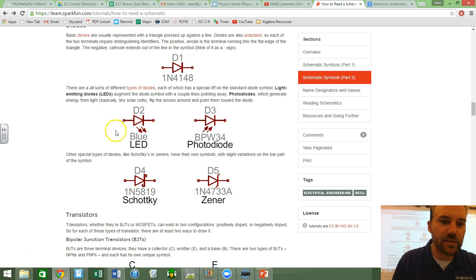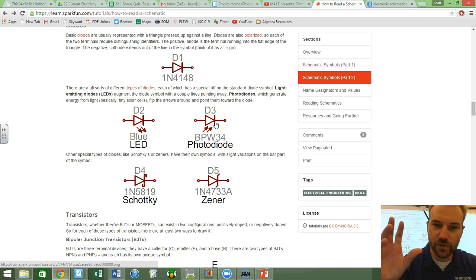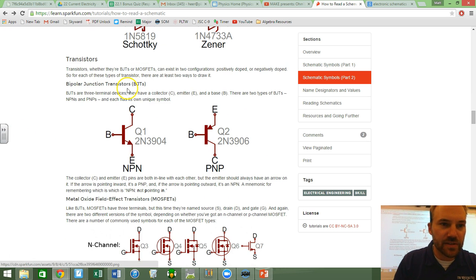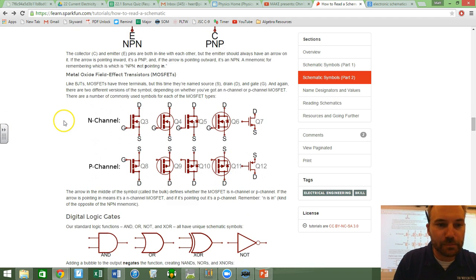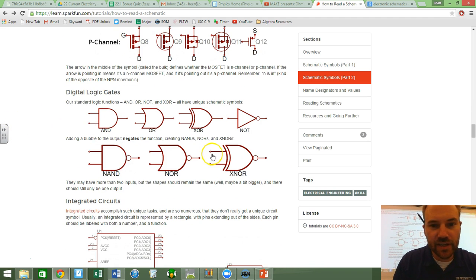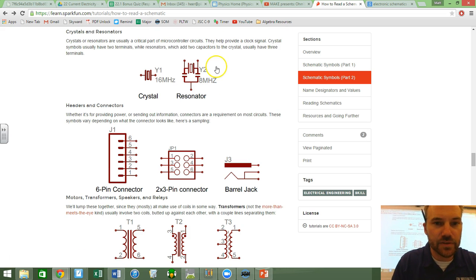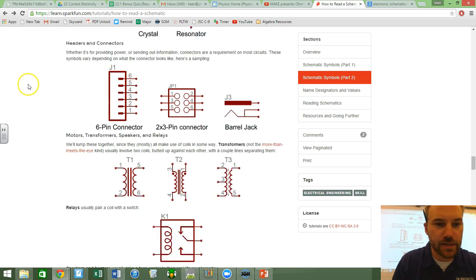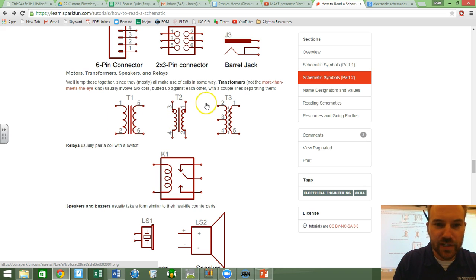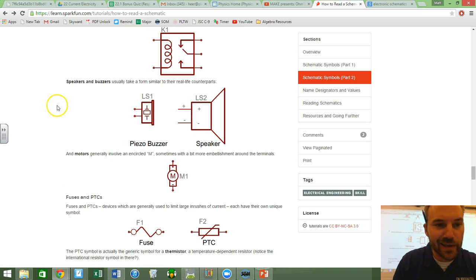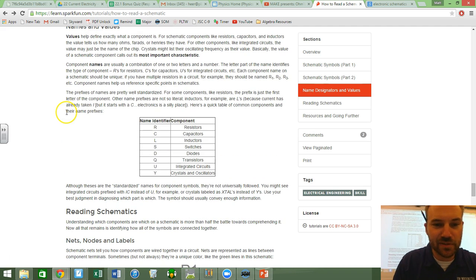These are diodes, so like this is a light emitting diode. See how the lines are going away, and if the lines are going towards it, that's a photodiode. It senses how much light's in the room. These are transistors right here, NPN or PNPs, kind of neat. These are logic gates, so integrated circuits, op amps. These are crystals and resonators, headers. These are transformers right here, relays, speakers. I mean, it just goes on and on and on.